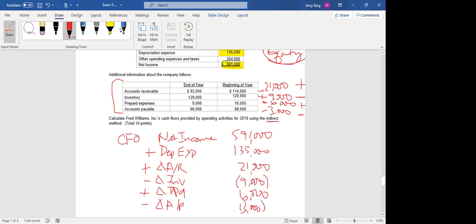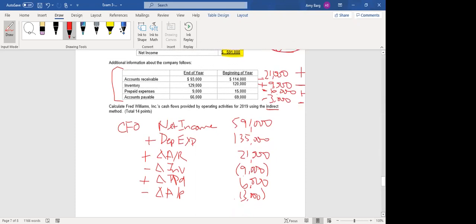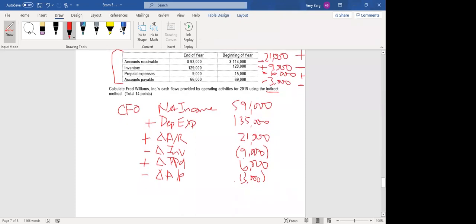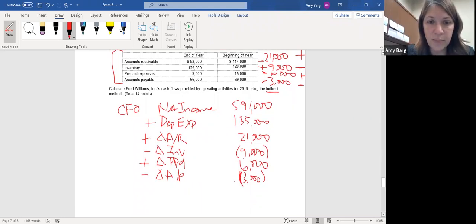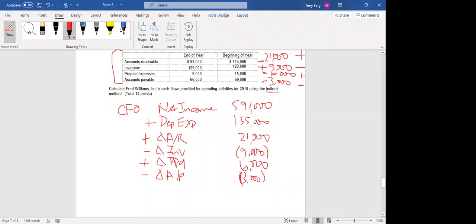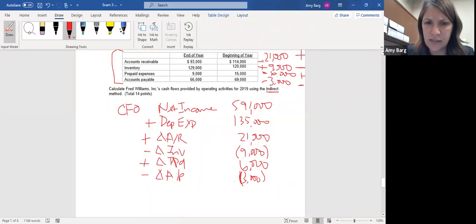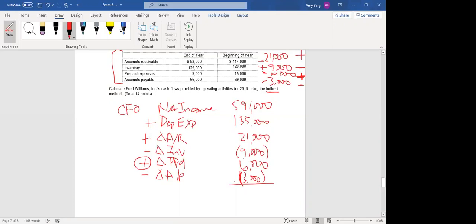Wait, can you explain why the prepaid expenses decreased, but then you put them as an increase? Well, it decreased, so the prepaids are added here. The inventory is increased. The accounts payable is decreased. So it was a decrease, but we're going to add it. Yeah, I just want to know why.